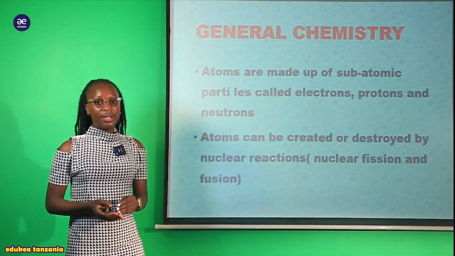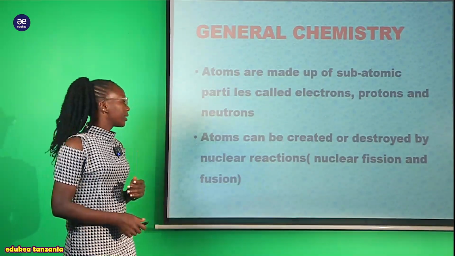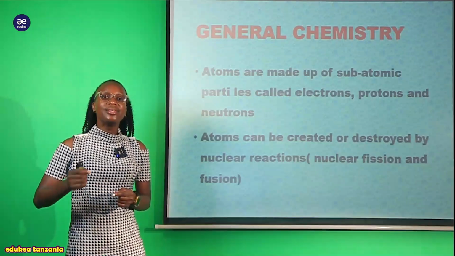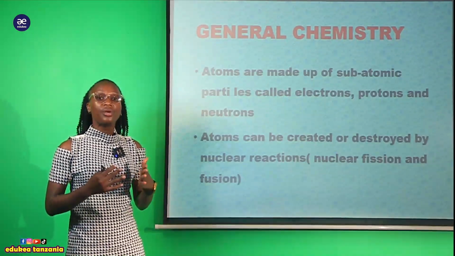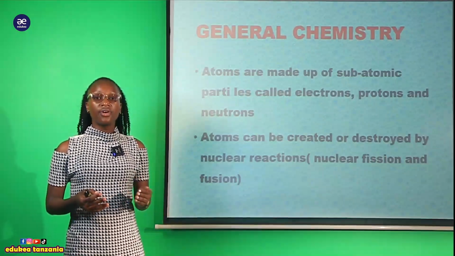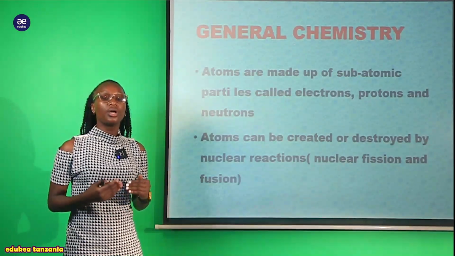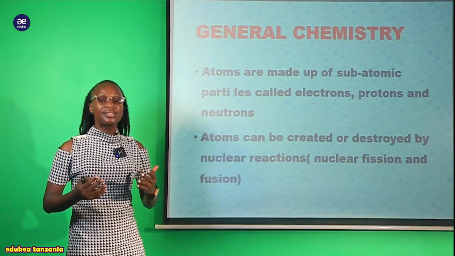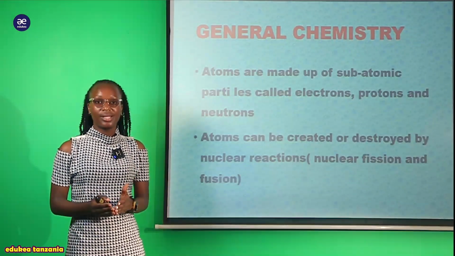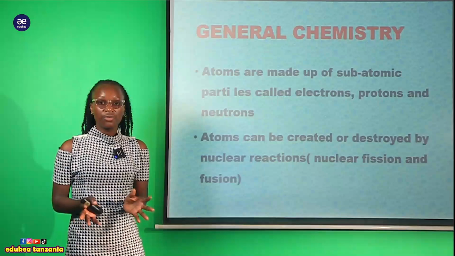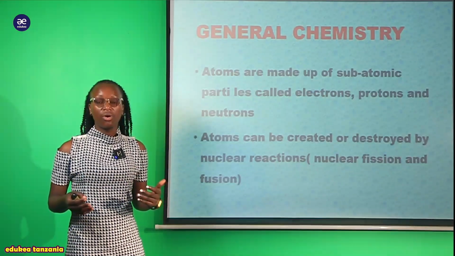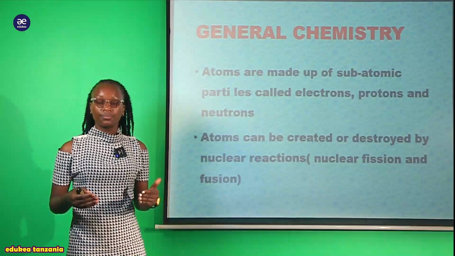But in the modern one, we see that the atom can be created, but also can be destroyed. How? Through the nuclear reaction. The nuclear reaction involves nuclear fission, but also nuclear fusion. So you can see that some of the substances can break up, can disintegrate. That disintegration of those substances, obviously, will lead to the destruction of the atom.